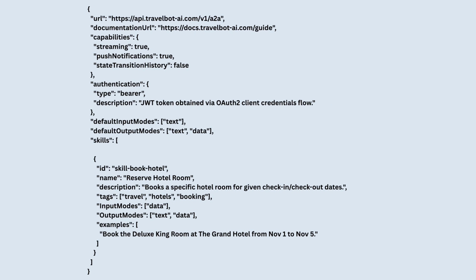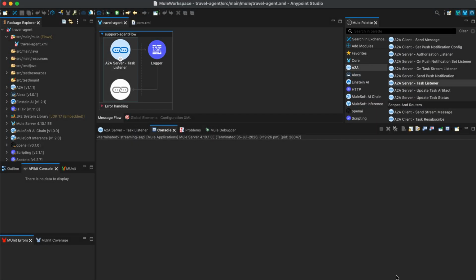So MuleSoft basically is a low code no code tool, and let's see. MuleSoft provides an A2A connector, which can be used for agent to agent integration, or it can be used to expose an agent as well. So I have used the task listener connector here to mimic an agent basically, because I am not going to implement the full-fledged agent here.